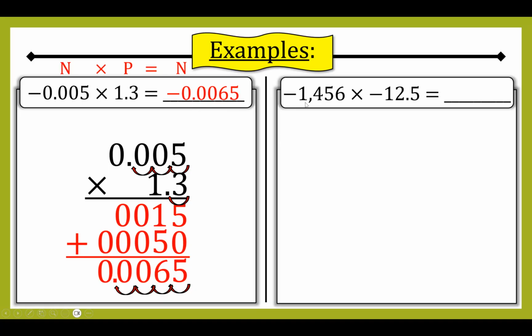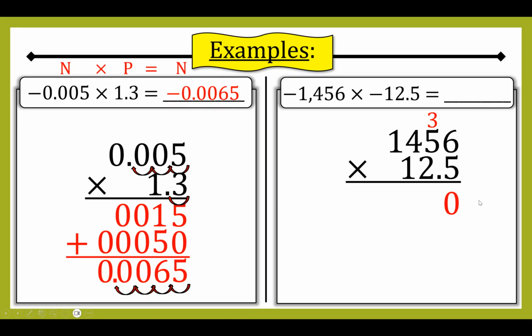Here I have negative 1,456 times negative 12.5. All right, I'm going to write my multiplication out. So 1,456 times 12.5. 5 times 6 will give me 30. I'm going to do 5 times 5 is 25 plus the 3 will give me 28. And now 5 times 4 is 20, plus the 2 is 22. And 5 times 1 is 5, plus the 2 will give me 7.